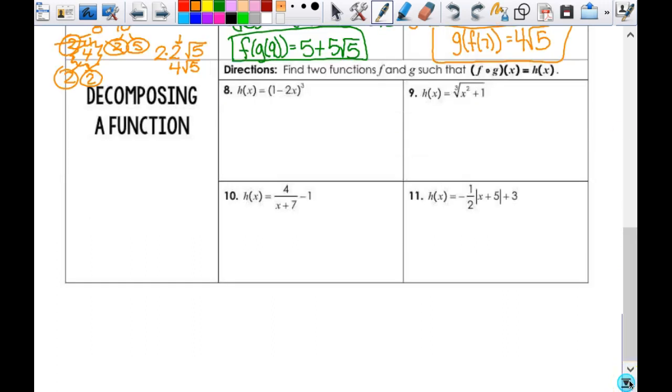I am positive. So it says find 2 functions f and g such that f of g of x equals h of x. We're going backwards. Instead of putting 2 together, we're taking 1 and we're going to take it apart. And there's actually more than one right answer on some of these, and that's fine. So let's look at this. The easiest way to do this is to work from the inside out. What we want is h of x to equal f of g of x, right?